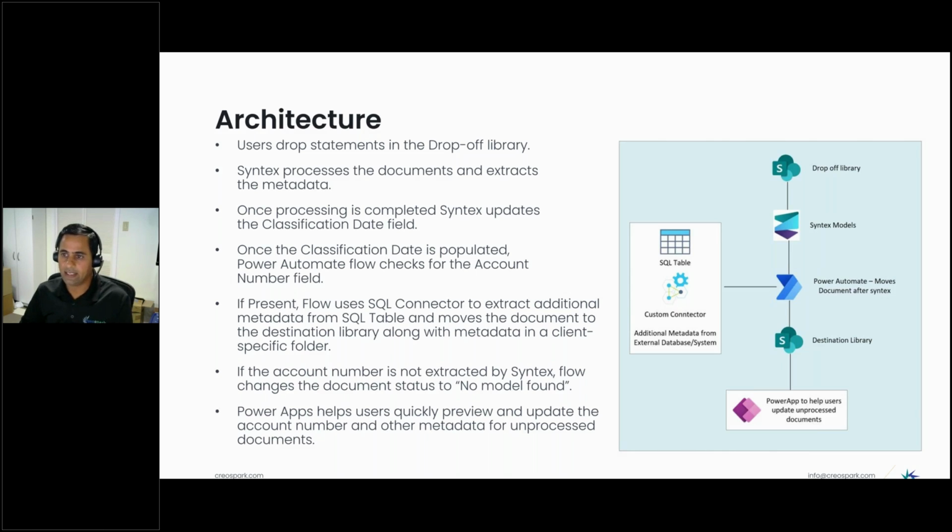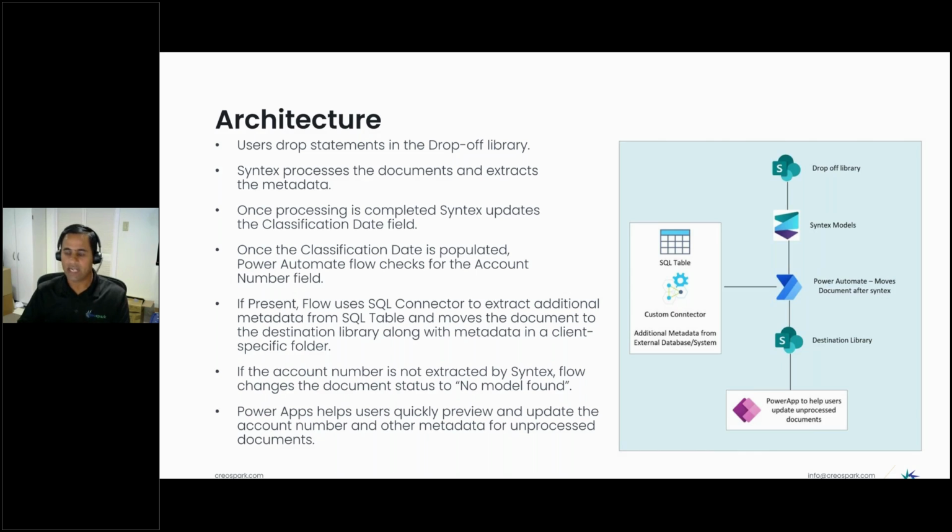As per the architecture, they would drop the documents into a drop-off library. Microsoft Syntex will automatically pick up those documents and process them. For those 50 different statements, we combined them into groups in a way that they look similar and the data we need to extract is in a similar location. We group them into a single group. That way we only had to create about 8 or 9 models to extract the information from 50 different types of statements.